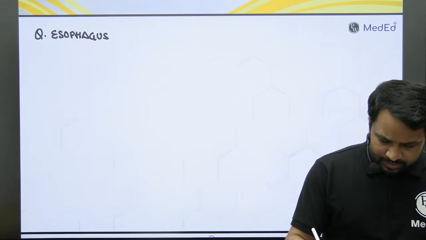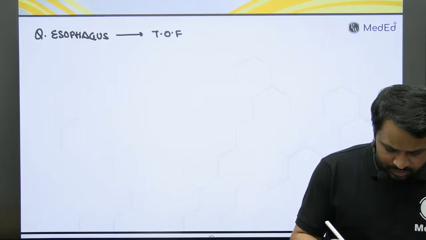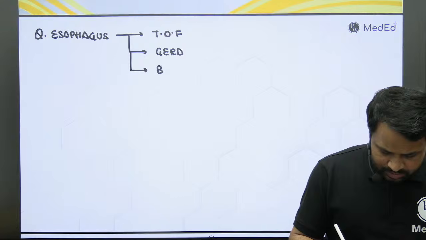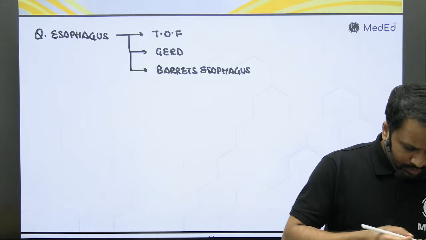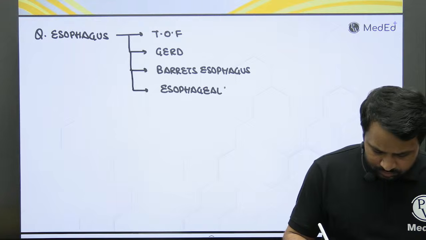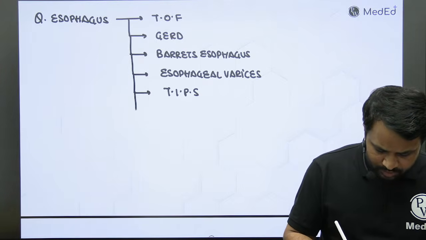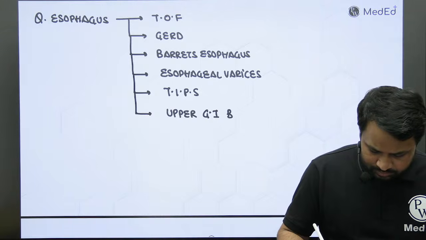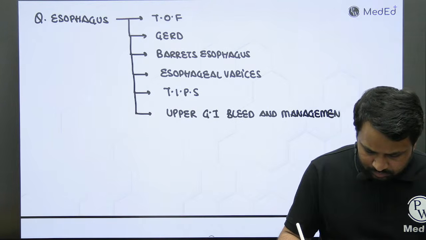So in the esophagus chapter, the questions that were asked were: number one, the tracheoesophageal fistula; the GERD; Barrett's esophagus; the esophageal varices; TIPS; and the causes and management of upper GI bleed. So these are the important questions.